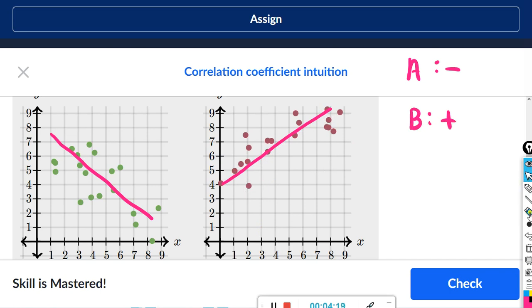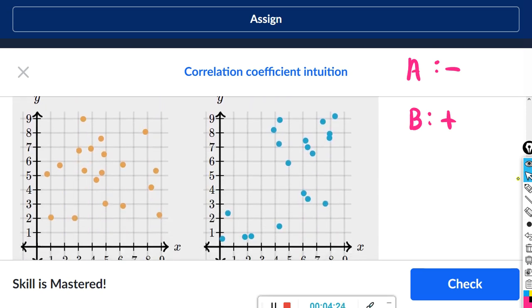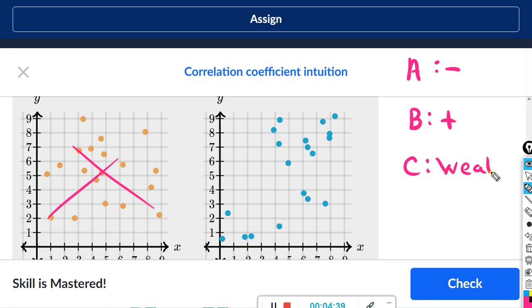All right, and if we go down to C and D, let's take a look. If you look at C, that is spread out a lot. It's hard to even say if that's going to be positive or negative. So for C, we're just going to say it's weak, which means it's going to be closer to 0 than the other ones, because you can't fit a line to this. And this is graph D right here. I'm thinking it's positive, but this is very spread out.